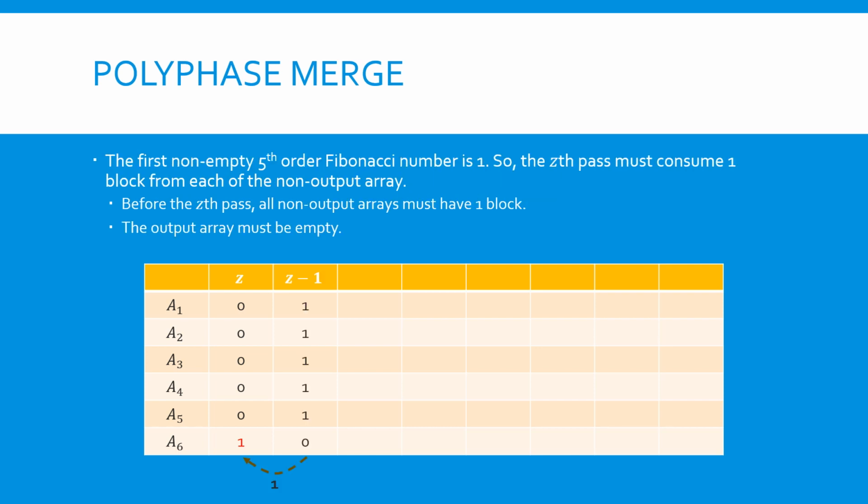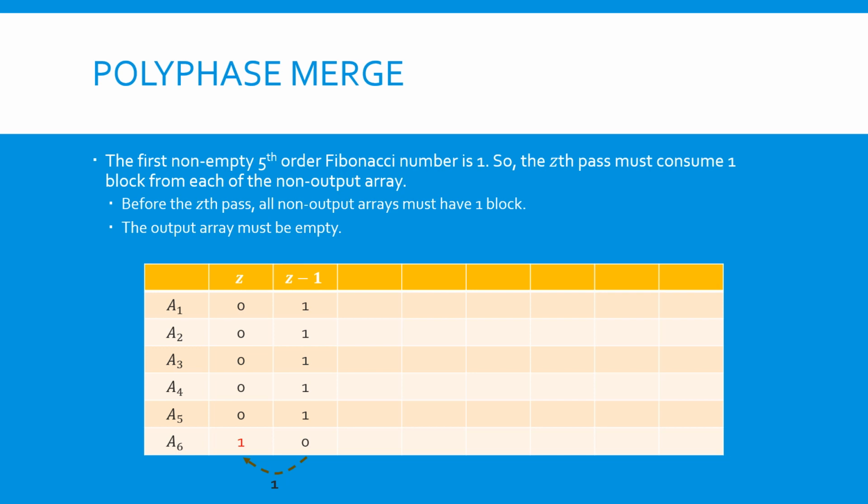We know that the number of data blocks consumed from each input array should equal to the number of data blocks written to the output array. We know that the zth merge phase consumed one data block from each input array. In other words, it took one block from A1, one from A2, and so on, merged them into one block, and wrote to A6. Since A1 through A5 contain 0 blocks after the zth phase, and the zth phase consumed one block from each of them, they must contain one data block before the zth phase.